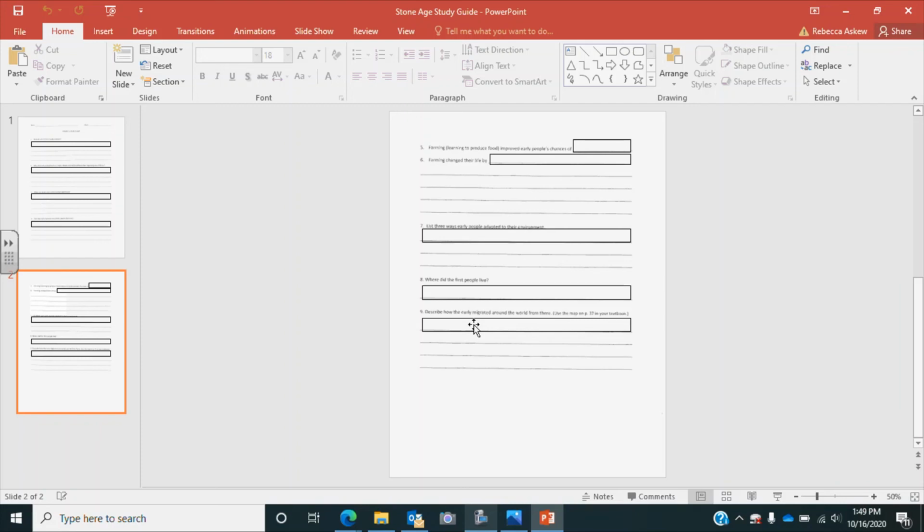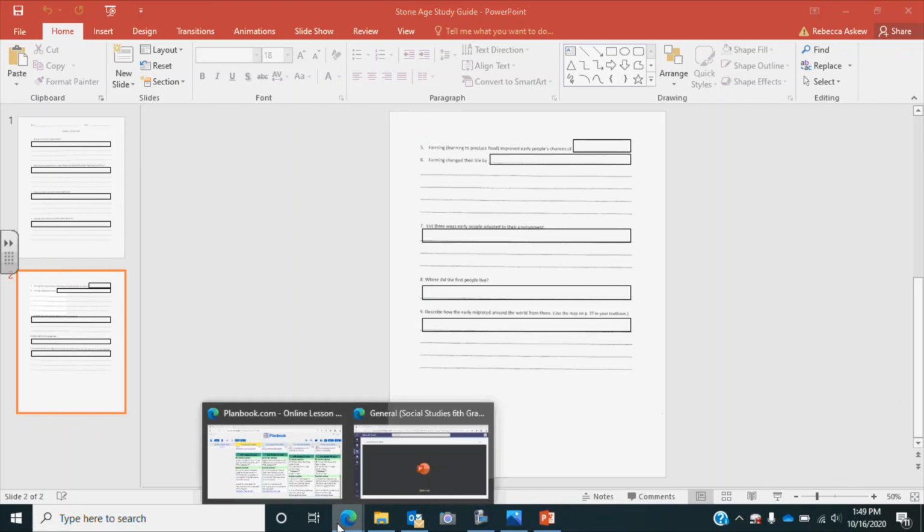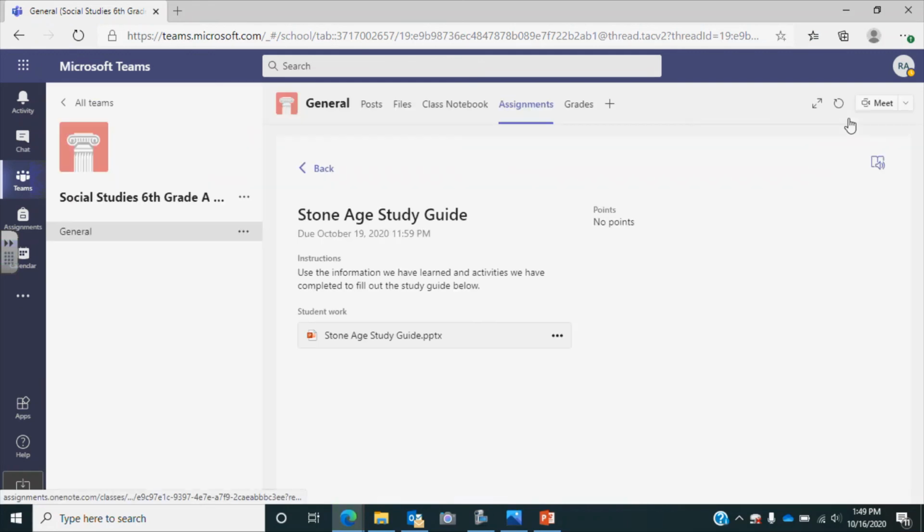Once you get that completed, then you will click close, and then you'll click turn it in. Once you turn it in and I look it over, make sure you filled it out to the best of your ability, then I will send you the answer key to the study guide, so that way you can check your answers and see what you need to study more on still. If you have any questions, send me a message on Teams, send me an email, or a message on Remind.